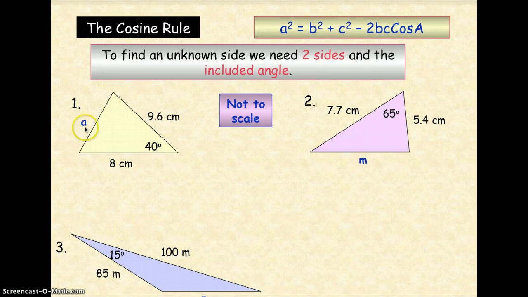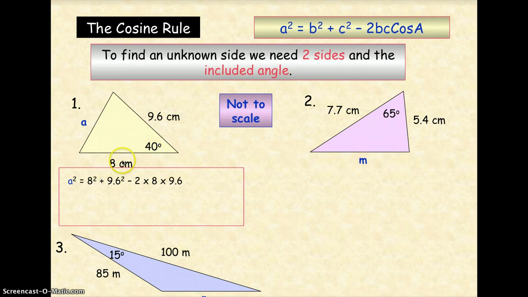You have a missing side and its corresponding angle is given to you. So really, this is your angle A. It's very easy to recognize when you're going to use the cosine rule. Now I'm just going to plug in the values. Grade 10, it doesn't matter which one is side B and which one is side C. So you can write a squared is equal to, just plug in the values.